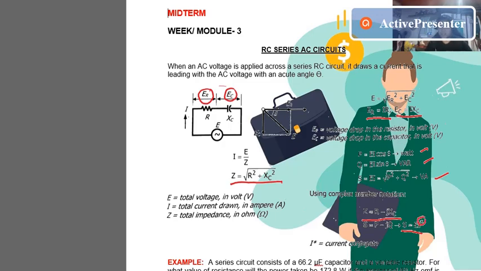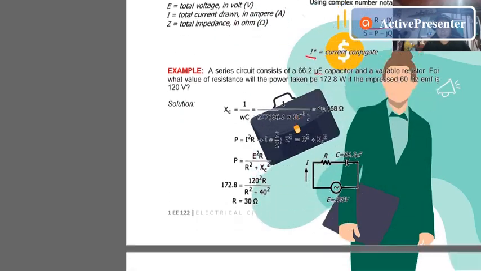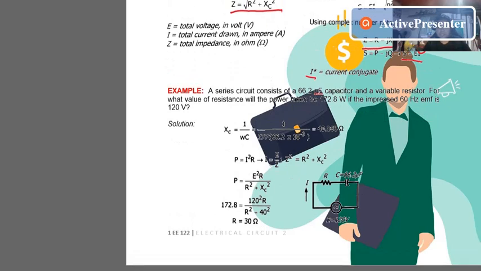The asterisk here means the current conjugate, which is the opposite of the current. For example, if it is negative, then the current becomes positive. So proceed to our example for RC series.